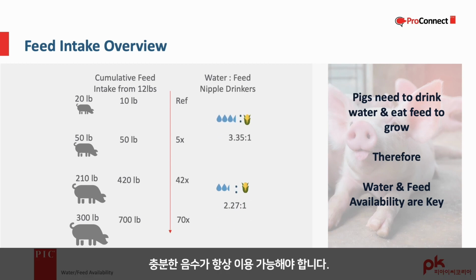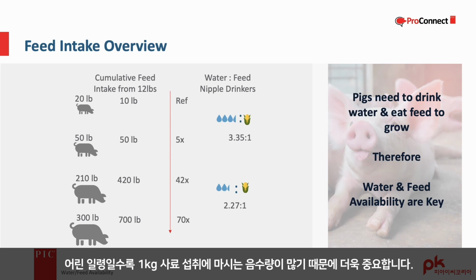Ample water must be available at all times. If water access is limited, feed consumption will be reduced. This is especially important for small pigs, since they drink more water per pound of feed consumed than larger pigs.